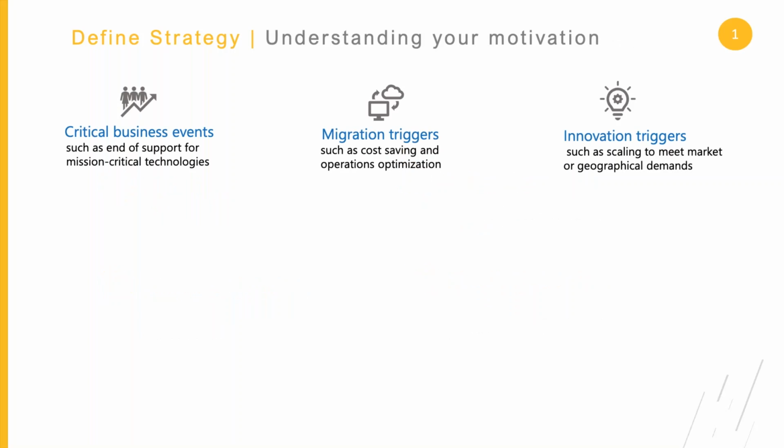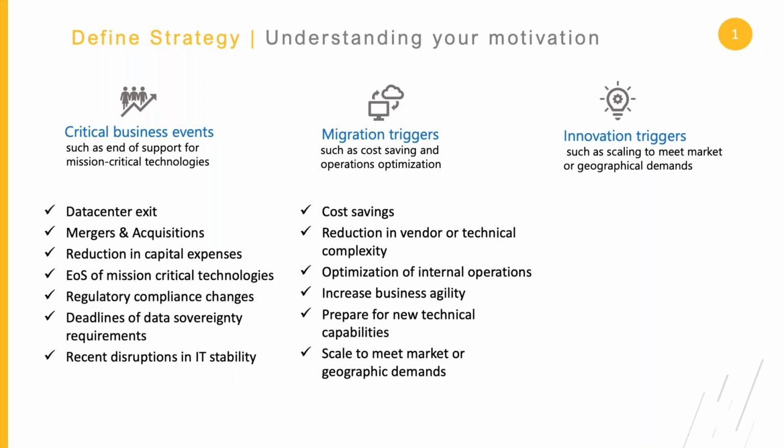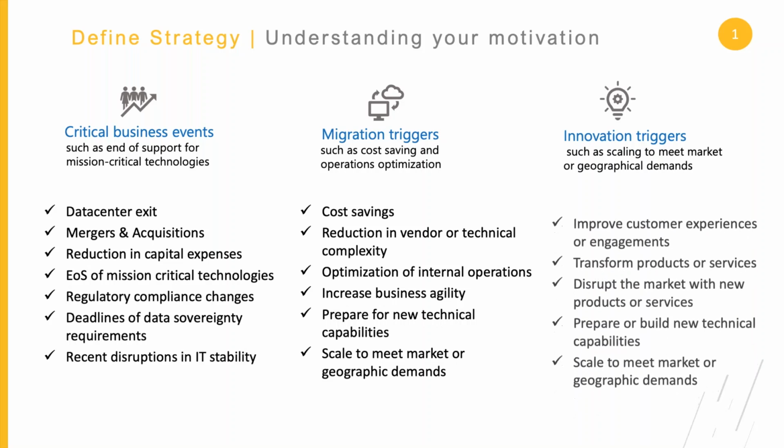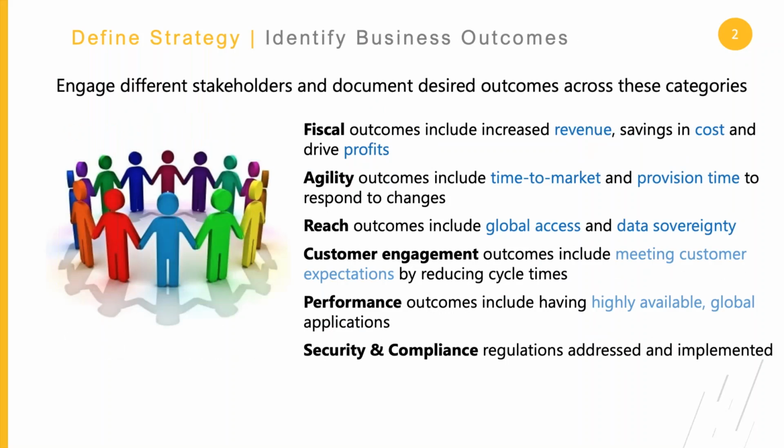Up on screen are the critical business events, migration triggers, and innovations to consider when moving to public cloud. When engaging stakeholders across the business and discussing technology, it's important that everyone understands the benefits and your motivations for adopting cloud. When engaging the different stakeholders, document those desired outcomes across these categories. Perfect Image would typically run a workshop with you, but we also have various templates and documents to help capture the right information and help identify the business outcomes.